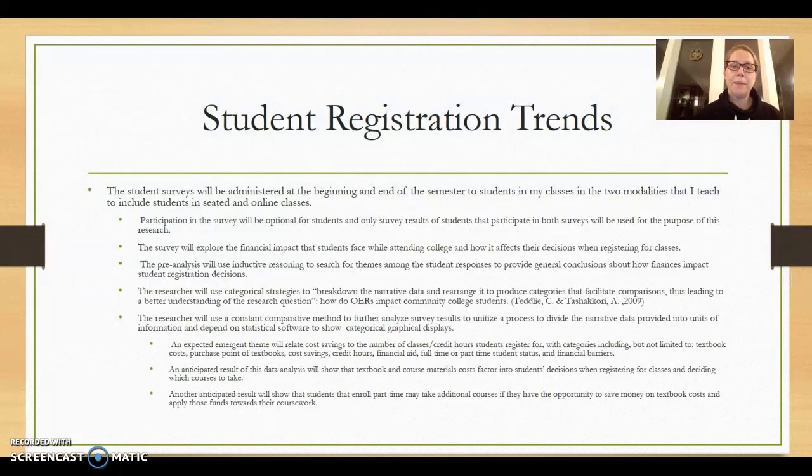I will use a constant comparative method to analyze my survey results, to utilize a process to divide the narrative data into units of information and depend on statistical software to show my categorical graphical displays. An expected outcome will be cost savings related to the number of credit hours students register for, with categories included but not limited to textbook costs, purchase point of textbooks, cost savings, credit hours, financial aid, full or part-time student status, and then any other financial barriers our students may be experiencing. Another anticipated result is that textbook and course material costs factor into student decisions when they choose to register for courses.